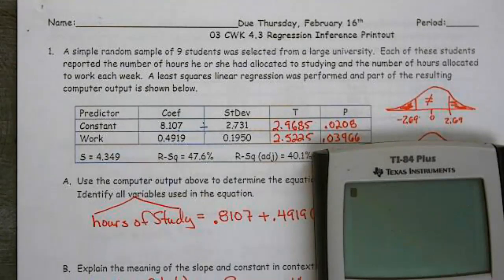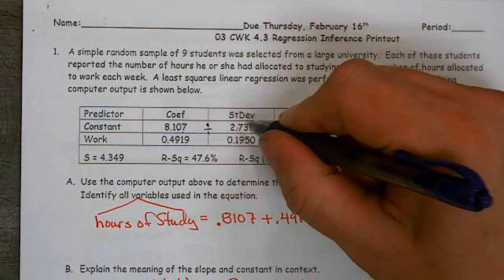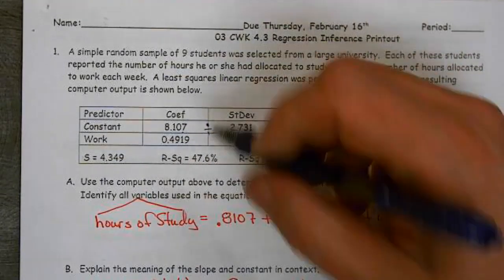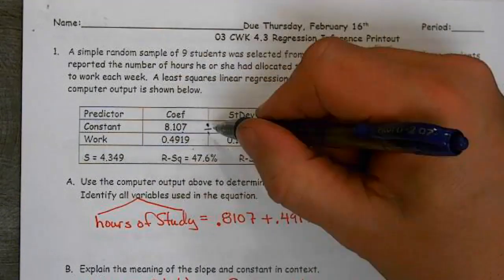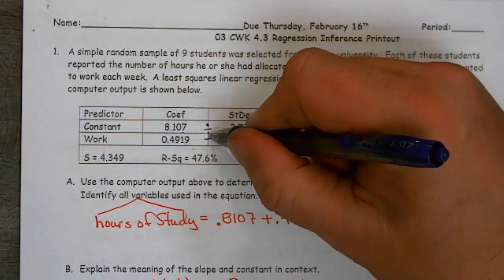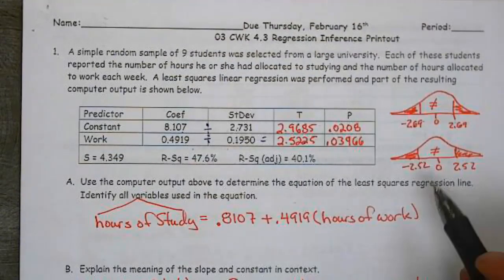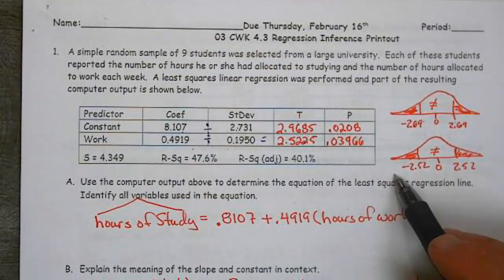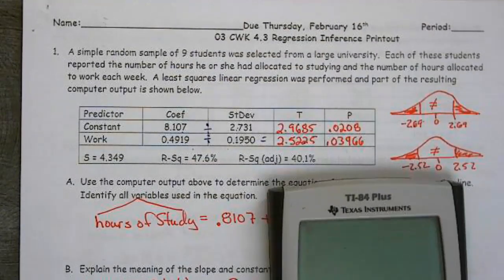And 8.107 divided by this will give me that value. 0.4919 divided by 0.1950 equals this value. So that's 2.52. It's a positive, so I'm shading up, but it's 2 tails, so I have to go both directions. Remember, the T statistic is centered on 0.